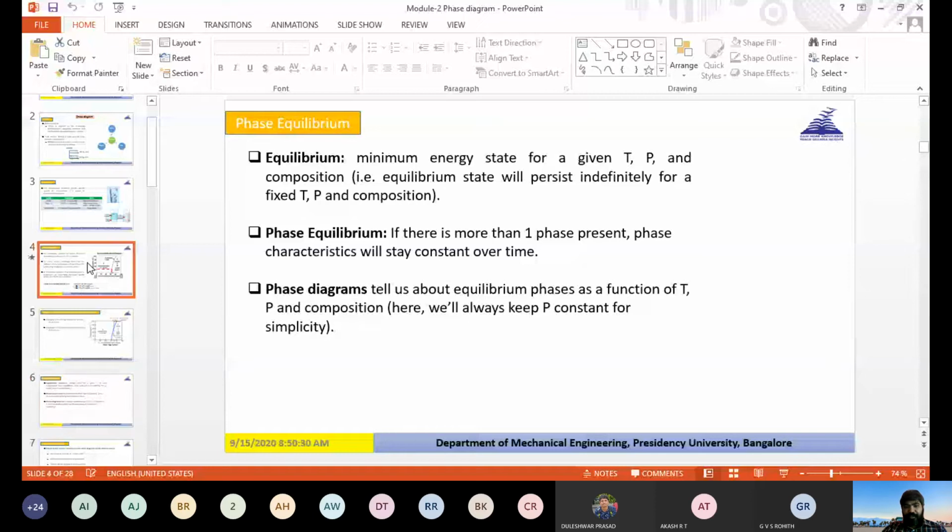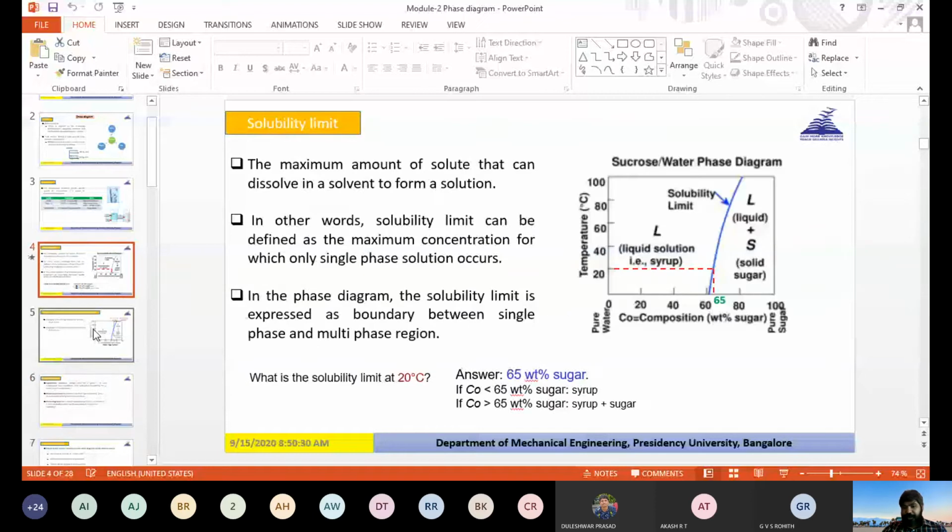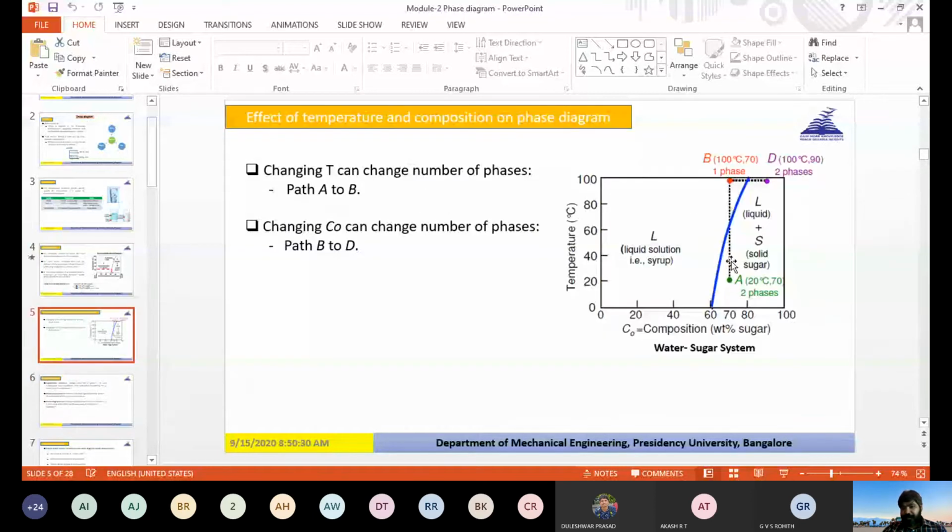Here you have seen that just by changing the temperature, from two phases we reach one phase. By changing the composition from this to this, from one phase we reach two phases. So we are having the effect of temperature and composition on this phase diagram.